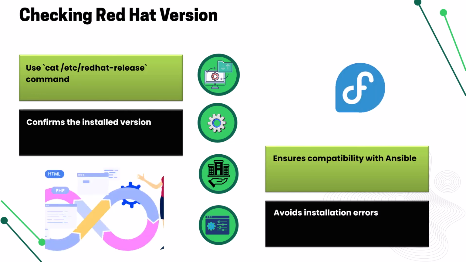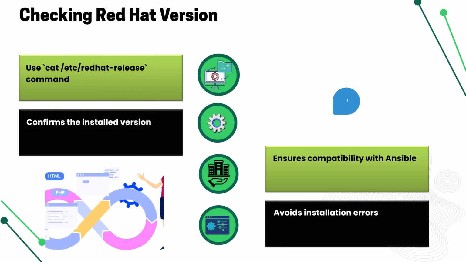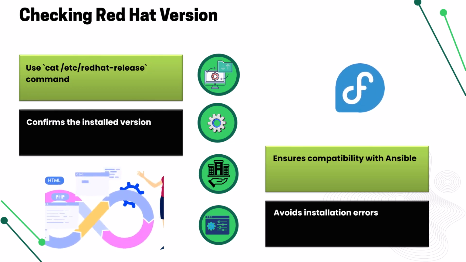Ready to roll. Here's a crucial step, checking your Red Hat version. A simple command, cat /etc/redhat-release, tells you everything you need to know. Why does this matter? Well, installing Ansible on an incompatible version is like putting a square peg in a round hole. It won't work. Avoid errors, confirm compatibility, and save yourself from a troubleshooting headache.